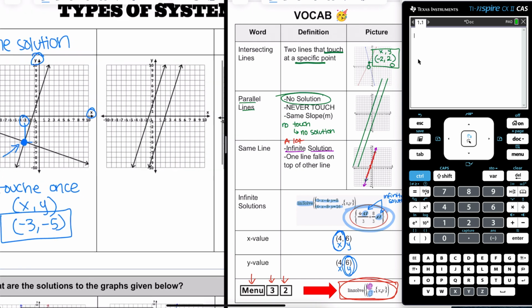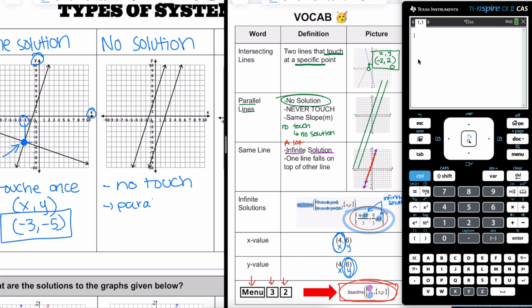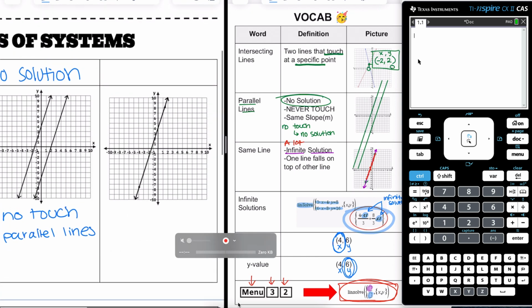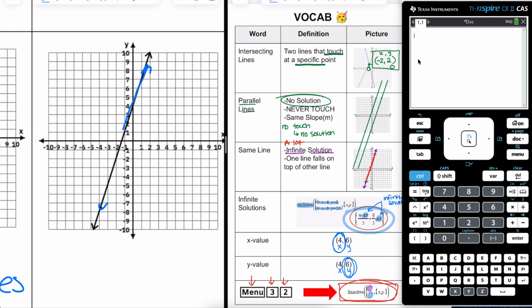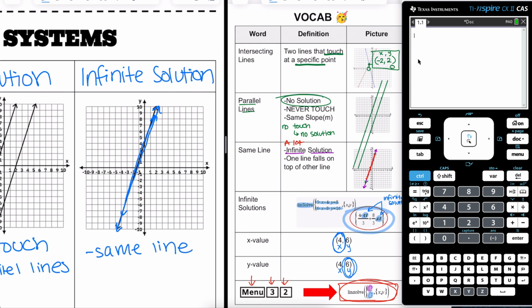For my next one, I see it looks like this. Remember, we're calling these no solution, no touch. These are also parallel lines. But the most important part is they do not touch. All right, my next part. You have one line on top of another line. So we call that infinite solution. Same line.